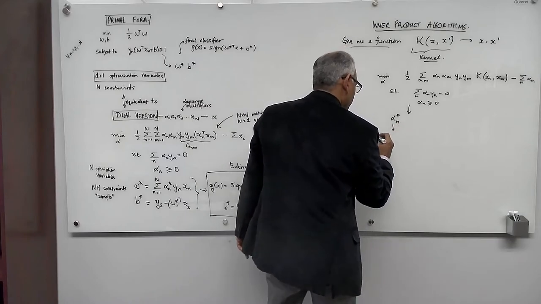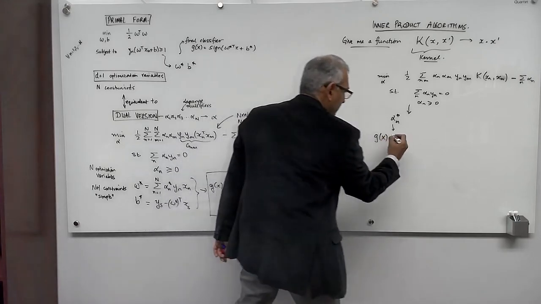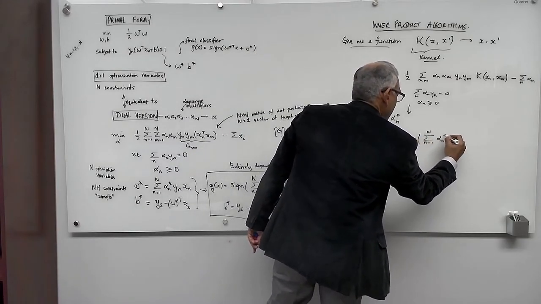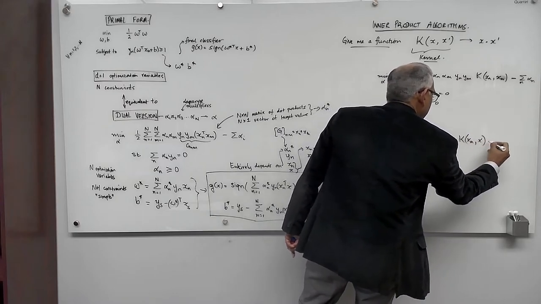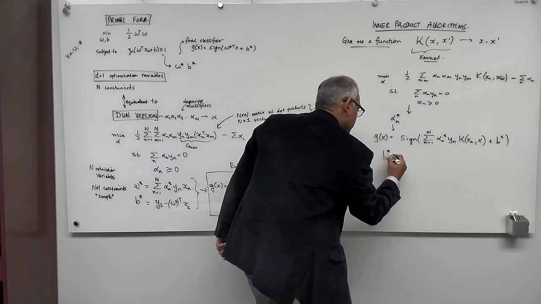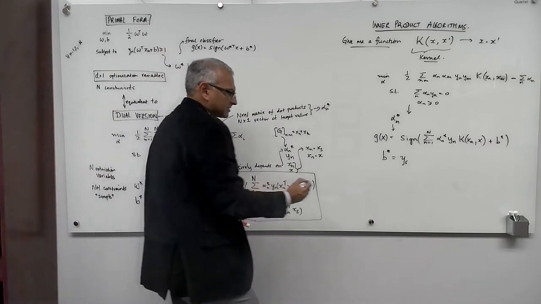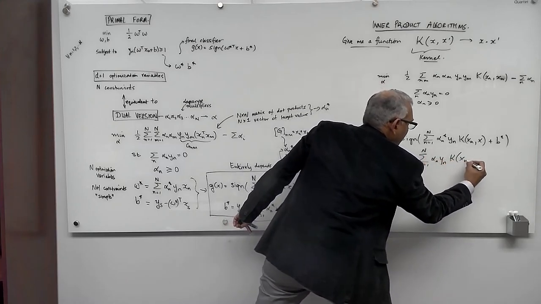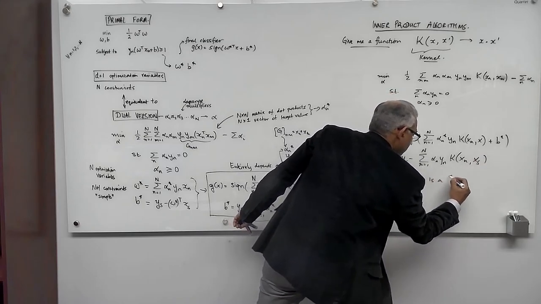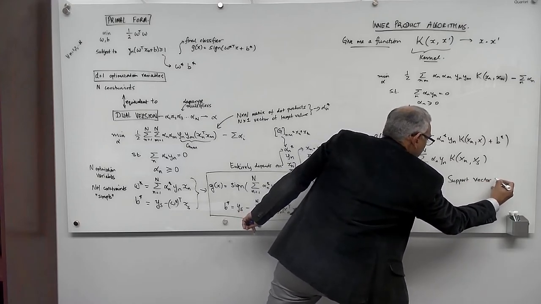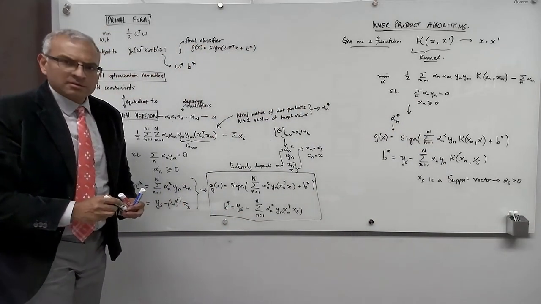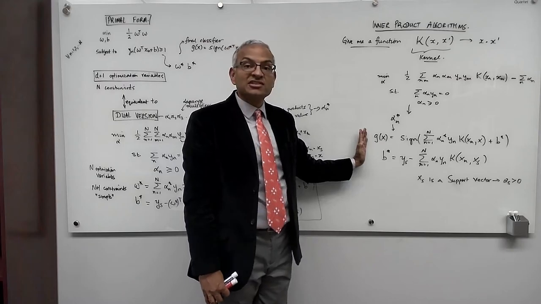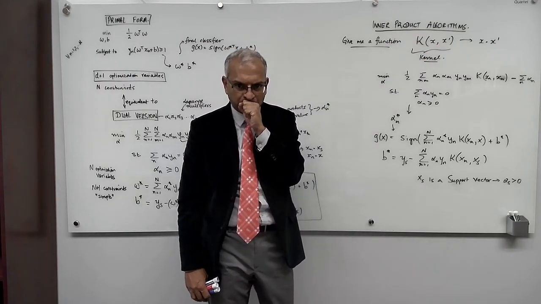Once I have alpha n star, my final hypothesis g of x is equal to the sign of the sum over n, big N, of alpha n star, yn, times the kernel of xn and x, plus b star, where b star is just equal to ys minus the sum from n equals 1 to big N of alpha n, yn, times the kernel of xn and xs, where xs is a support vector, which means alpha s is bigger than 0. Boom! I've represented this entire algorithm and the final hypothesis using what? Using just the ability to compute dot products.